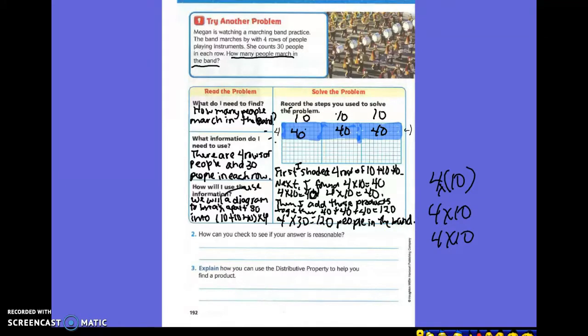Okay, how can we check to see if our answer is reasonable? Callie said we can break apart the 4. Instead of breaking apart the 30, we're breaking apart the 4 into 2 plus 2. And then we're going to be doing 2 times 30, which would equal 60. And then 2 times 30 again, which would be again 60. After that, what do we do next? Add the products. 60 plus 60, which is 120. 120 people.